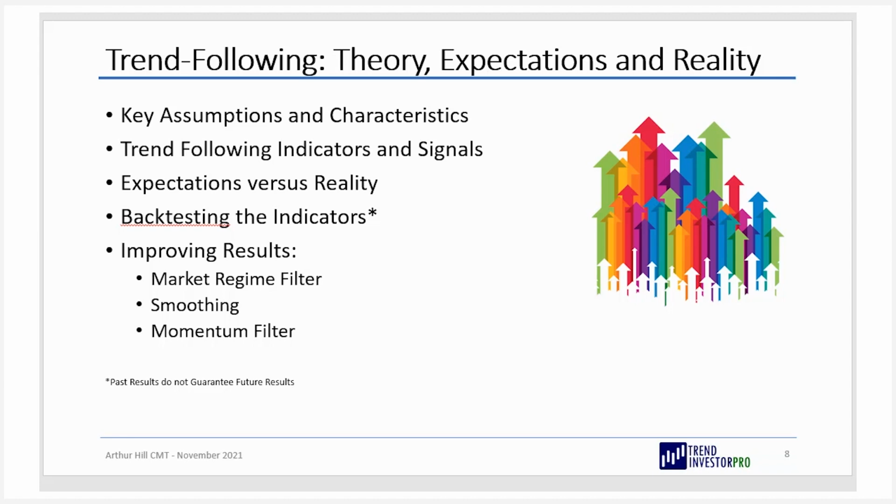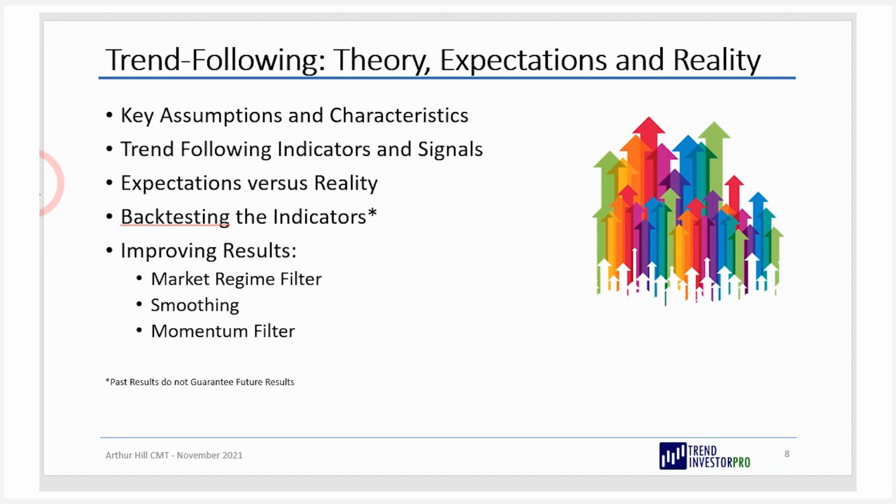And then we're going to look at expectations versus reality, because you look at a 20-year chart or you see 20-year returns on trend following, they look great, but getting to those great returns is not always a smooth ride. In fact, it's often bumpy. So we're going to back test these indicators so we can set our expectations. And then I'm going to show you how to improve the results by adding a market regime filter, smoothing with a little moving average, and adding a momentum filter to capture a little bit of excess performance.